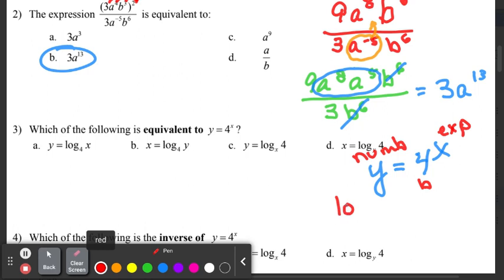So log base, remember Benny? Base number equals exponent, which is letter B. If they asked for the inverse in log form, you would have to flip the x and y first, but they're not asking for that here. They're just asking for equivalent.